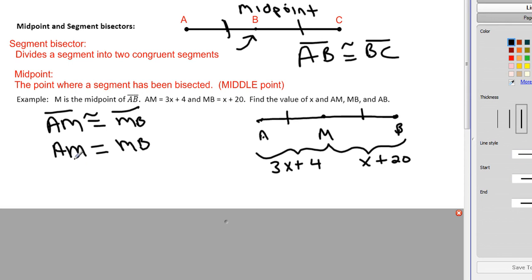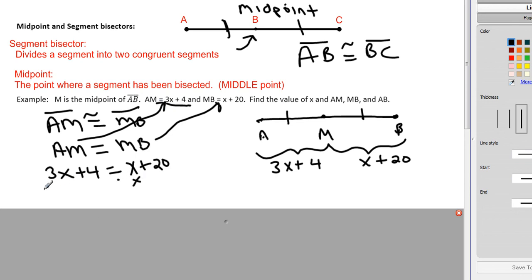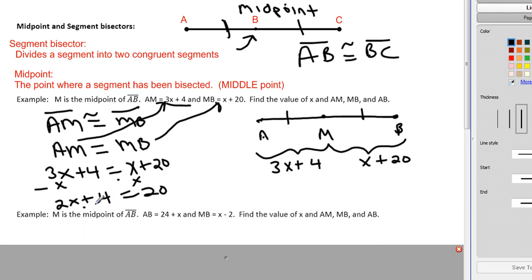And now we just plug and chug, because we already know that AM was assigned a value, 3x plus 4, and MB was assigned a value, x plus 20. So we're just substituting in for what we were told they equal. And then we solve. We'll subtract x from both sides of the equation. We get 2x plus 4 equals 20. And then we'll subtract 4 from both sides.